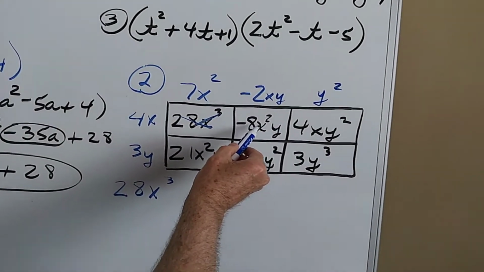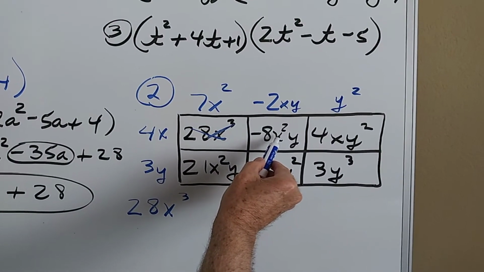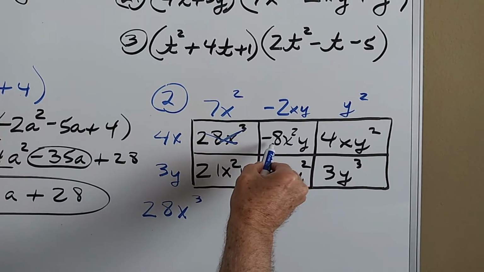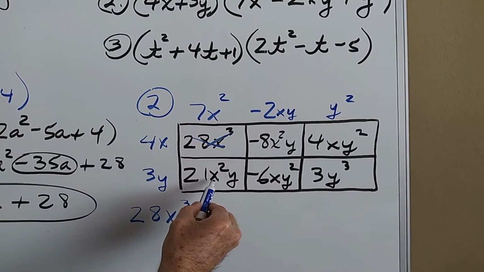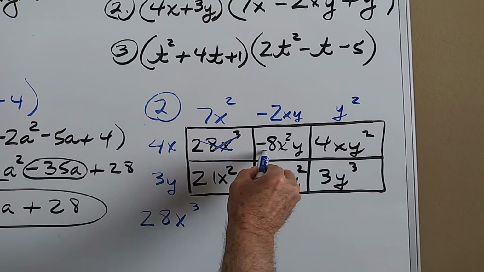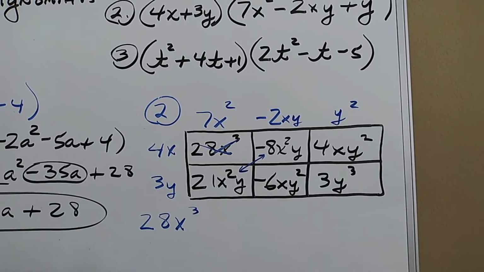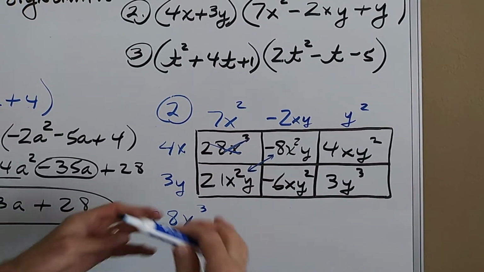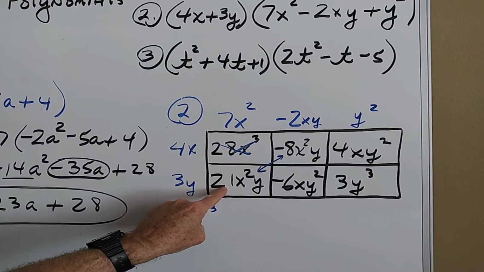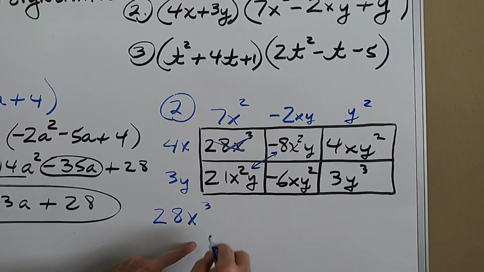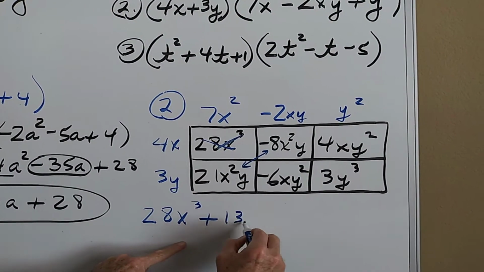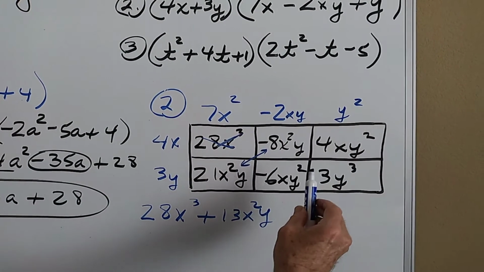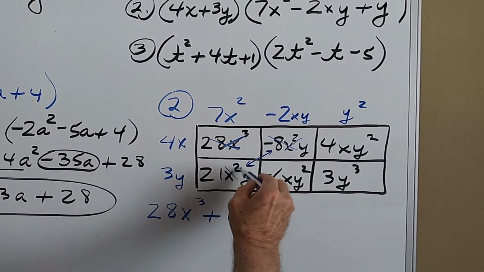Go to this next box right here. You'll notice that its last name is x squared y. If you look diagonally from it, you'll see another x squared y. These two terms have the same last name. Combine them. A positive 21 with a negative 18, a positive 13x squared y. Then that takes care of those.